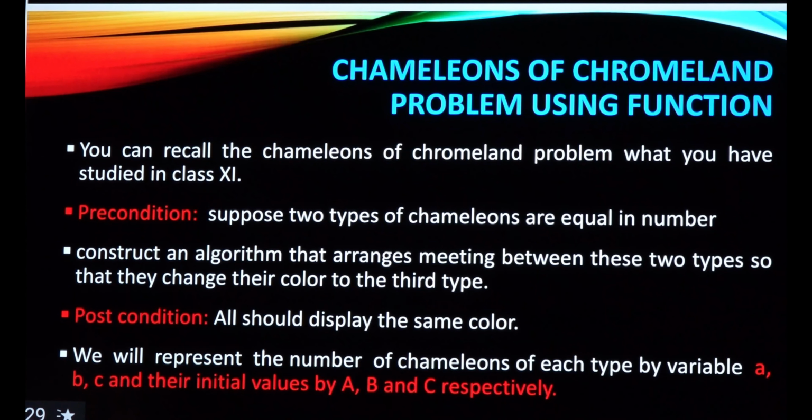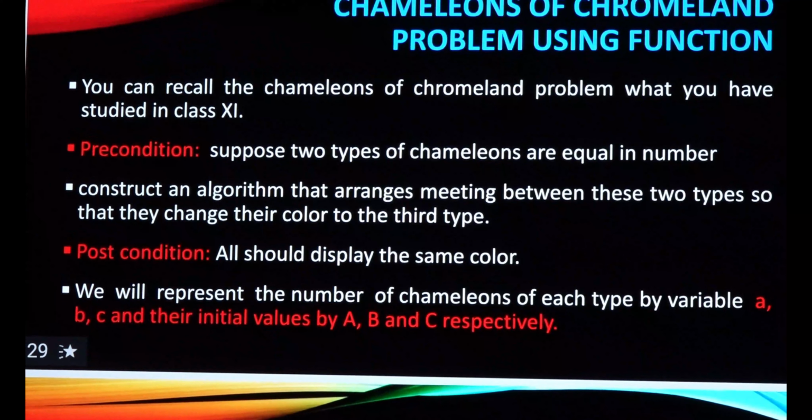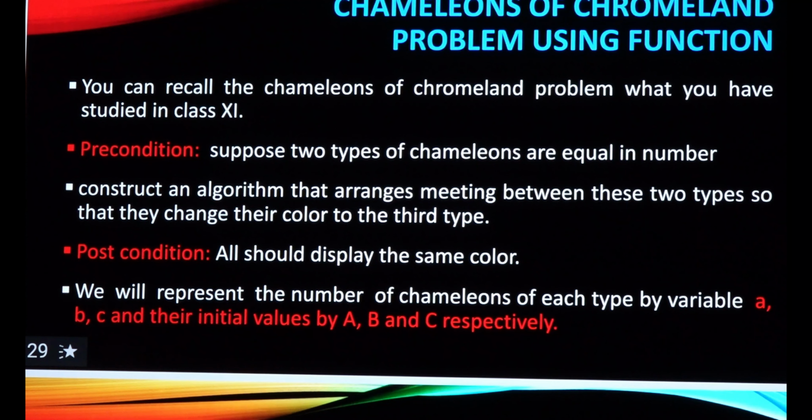Chameleons of Chromiland problem using function. You can recall the Chameleons of Chromiland problem which you have studied in class. Precondition: suppose two types of chameleons are equal in number. Construct an algorithm that arranges meetings between these two types so that they change their color to the third type.